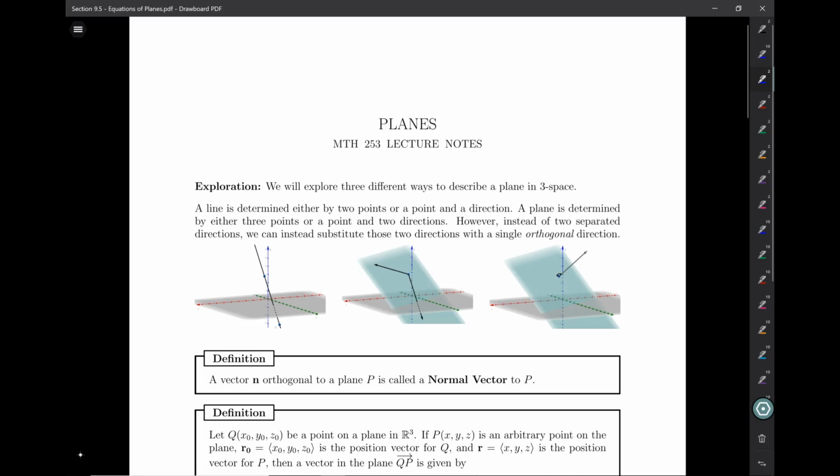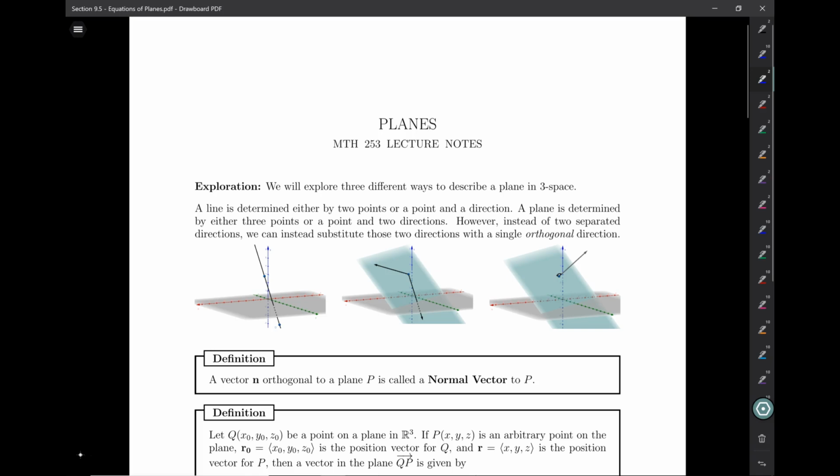So in this video, we are going to be talking about planes. Much like the video that we had on lines, we're going to be talking about expressing planes in three different ways. So there's a lot of parallelisms between this one and the video on lines. So without further ado, let's jump in.